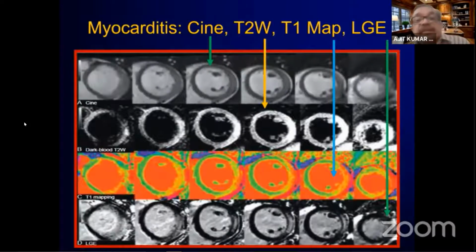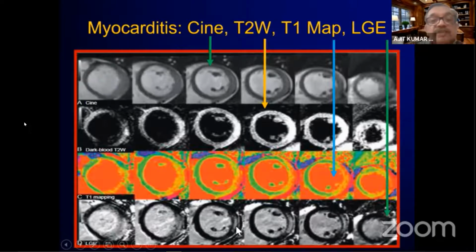So let us again have a look. Now, this is a picture of a myocarditis, and this is the cine run, which of course is not running, but it shows hyperkinesia of the lateral wall. And here you can see the LGE. The LGE shows typical mid-myocardial enhancement, which is not very difficult to make out.